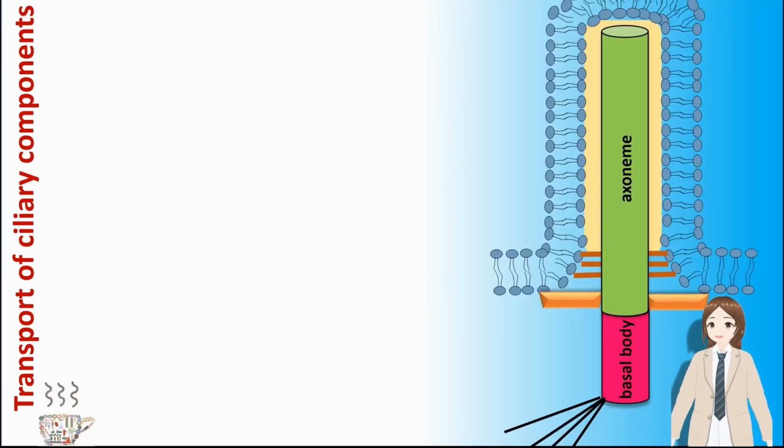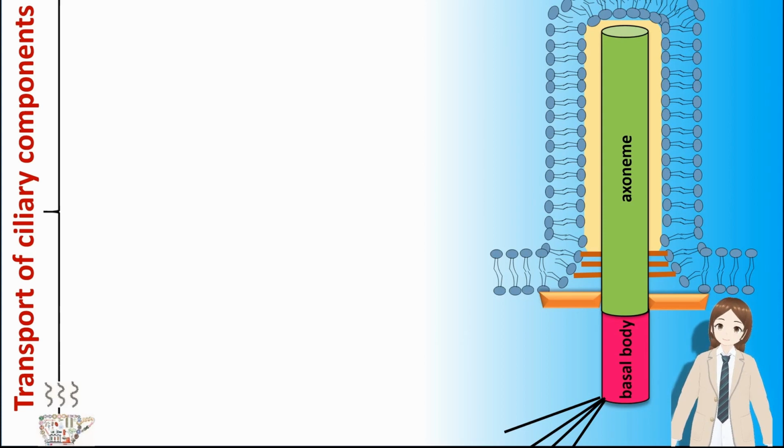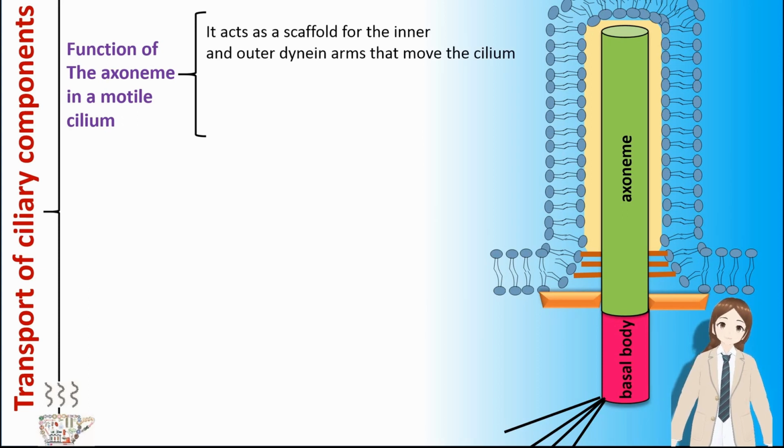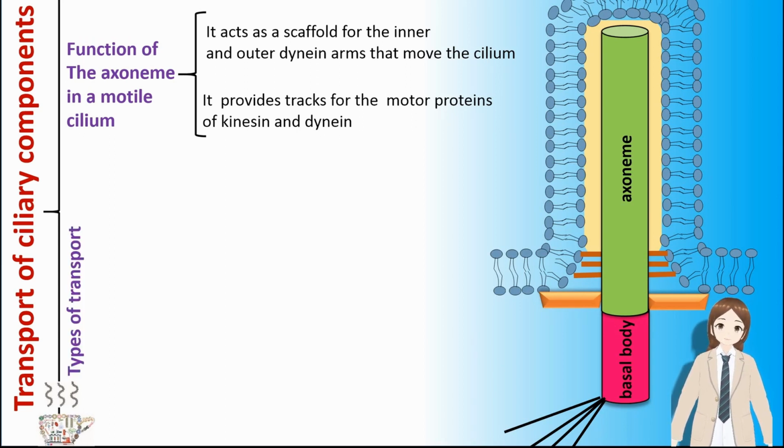Transport of ciliary components. Function of the axoneme in a motile cilium. It acts as a scaffold for the inner and outer dynein arms that move the cilium. It provides tracks for the motor proteins kinesin and dynein. Types of transport. Transport of ciliary components can be divided into two groups.